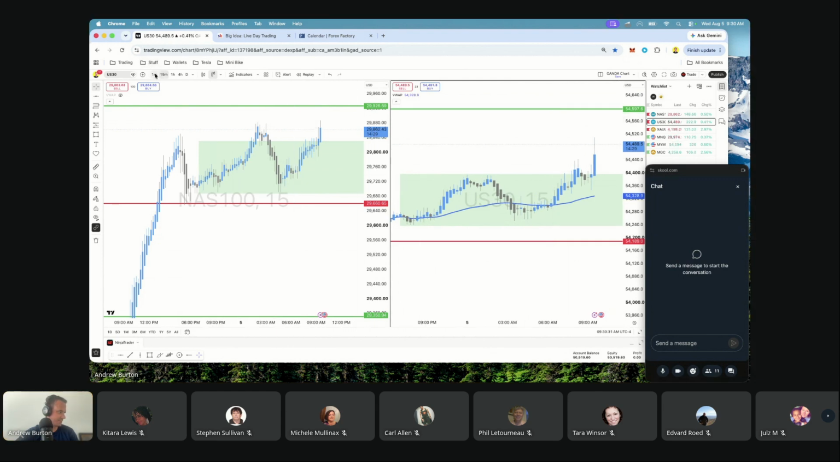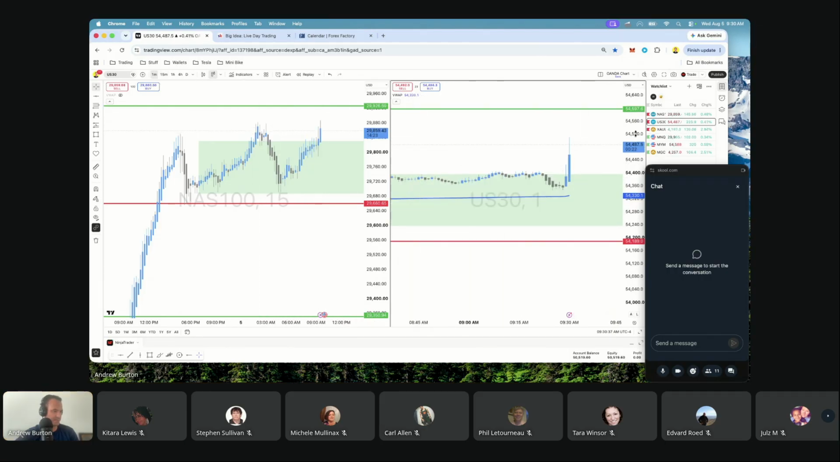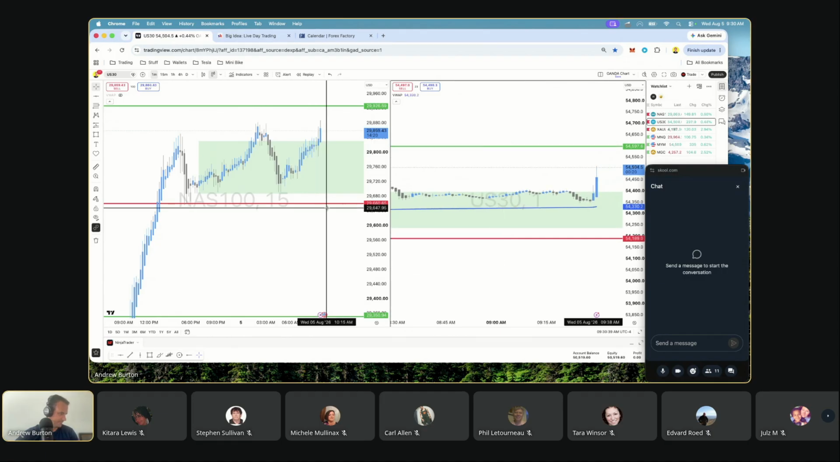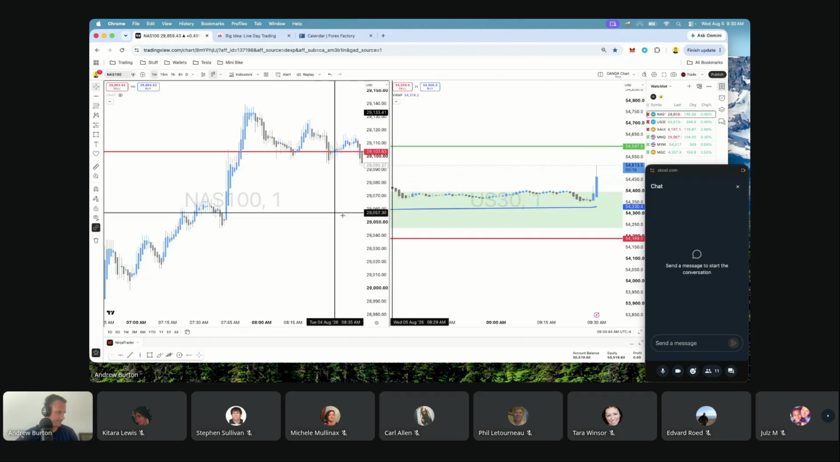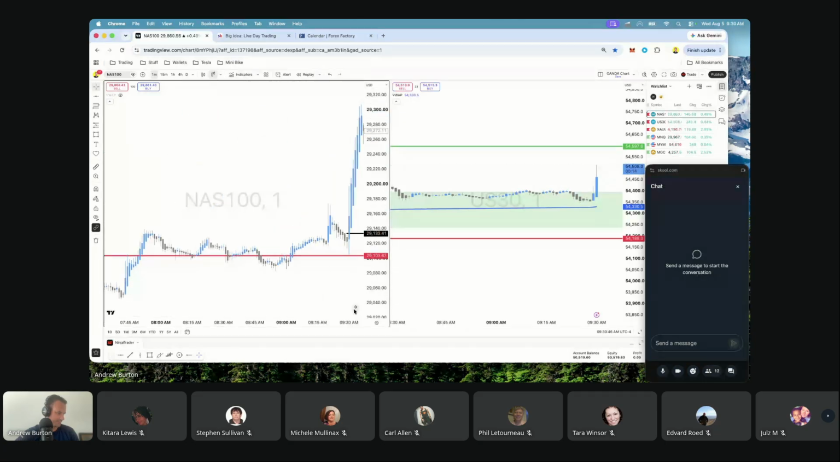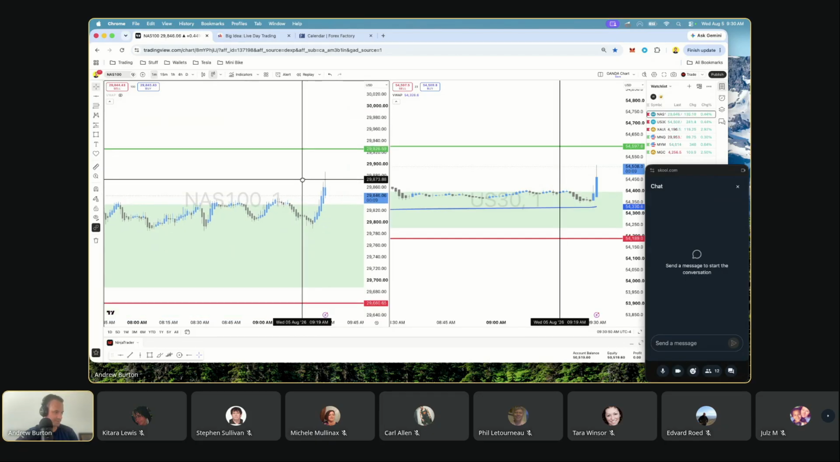If we look at the, well, we're on the 15-minute, you can see a huge bullish candle there. So let's drop down to the 1 minute there. And we'll get ready. Wow, pretty nice move for the open.